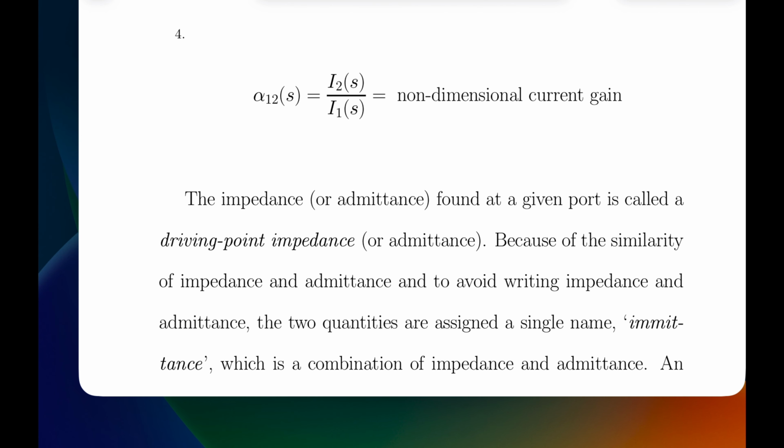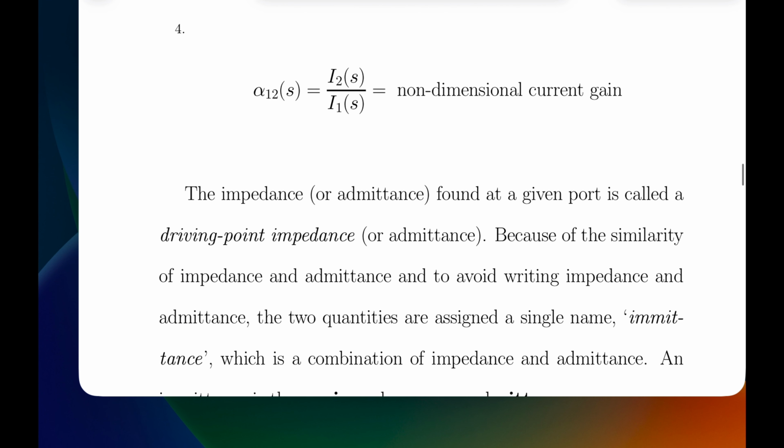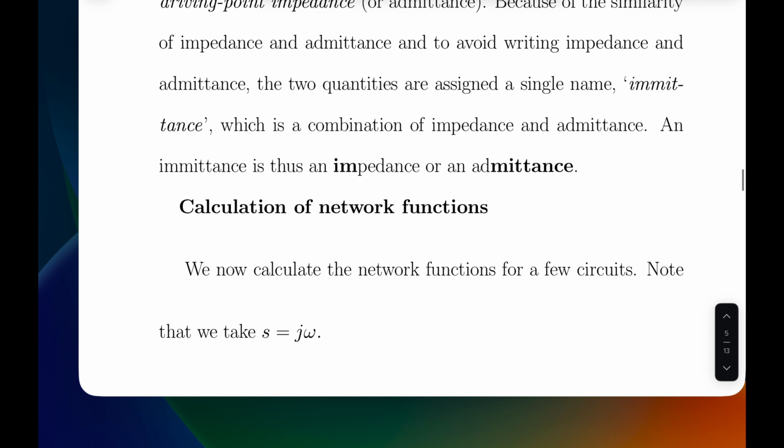Because of the similarity of impedance and admittance, and to avoid writing impedance and admittance, the two quantities are assigned a single name, immittance, which is a combination of impedance and admittance. Immittance is thus an impedance or an admittance. So for impedance and admittance, the common word we use is immittance. Now let us see how the network functions can be calculated.